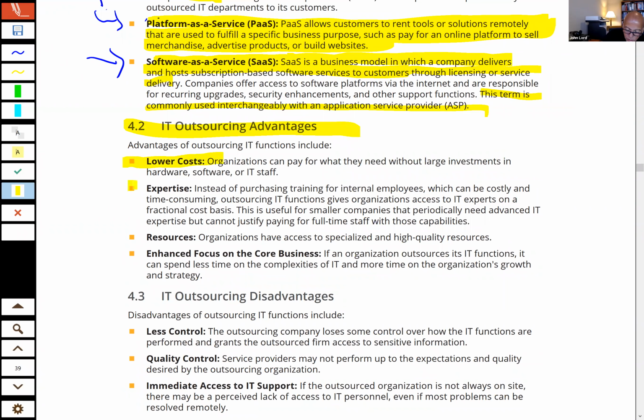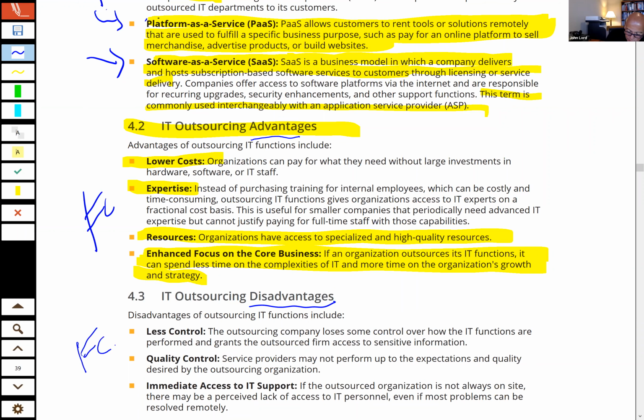Lower costs. You get access to expertise that might be very costly to retain, right? Resource organizations have no access to specialized and high quality resources. You may not even be able to attract those resources, right? Enhanced focus on core business. An organization outsourcing can spend less time on the complexity of IT and more time on their strategies. So that's an outsourcing advantage versus an outsourcing disadvantage, right? Another one of those, so let's flashcard that.